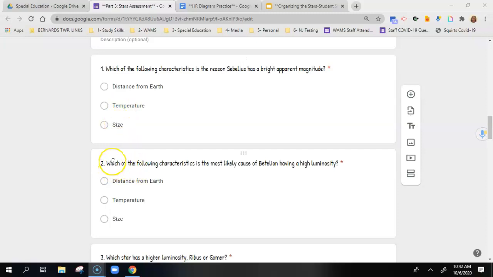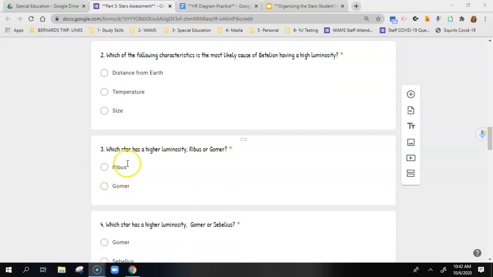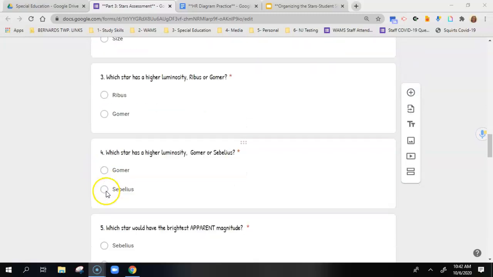Number 2. Which of the following characteristics is the most likely cause of Belatin having a high luminosity? A. Distance from Earth, B. Temperature, or C. Size. Number 3. Which star has a higher luminosity, Ribes or Gomer? A. Ribes, B. Gomer.